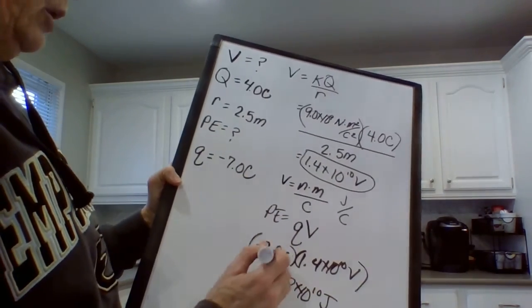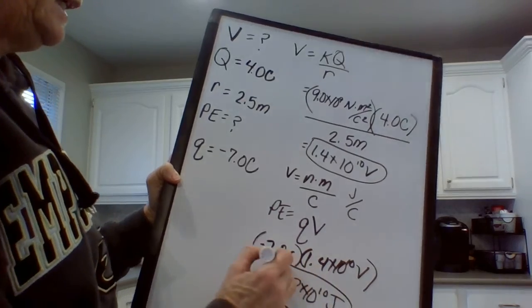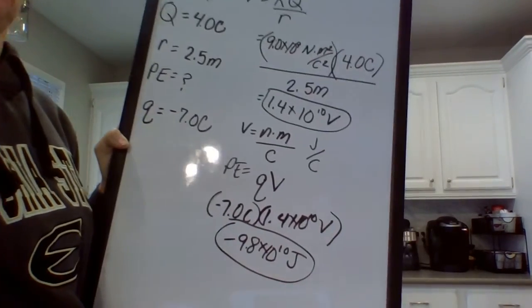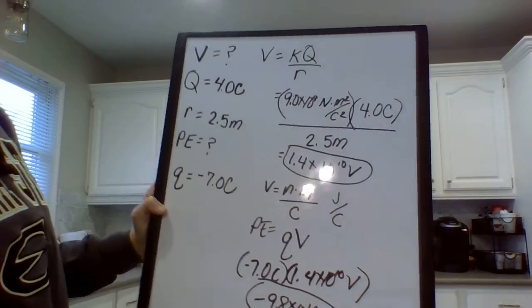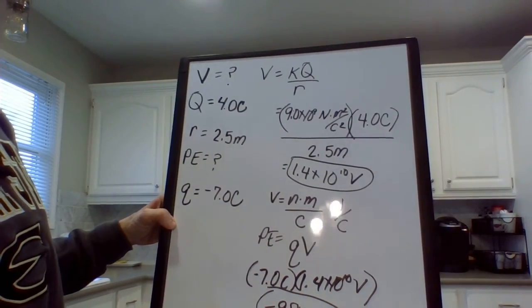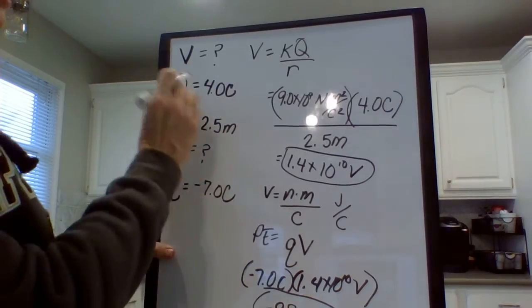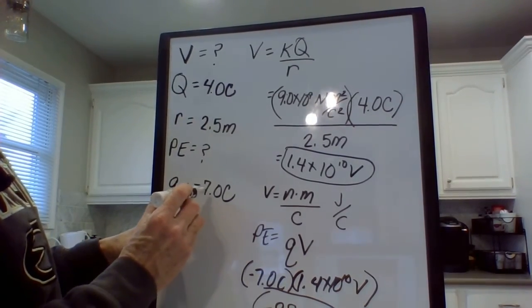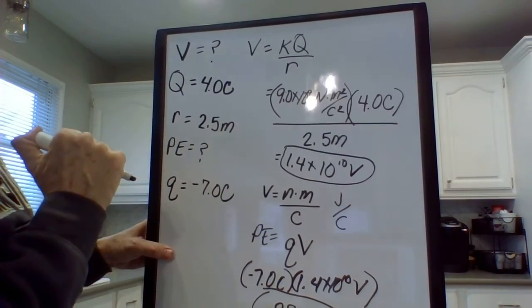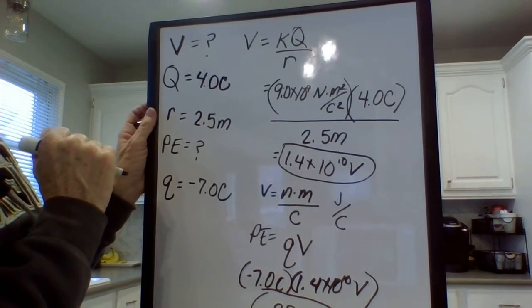Okay, so you can see that there's actually a decrease in potential energy, which makes sense as the object moves, it's getting closer. This is a negative charge. It's moving towards the positive charge, causing a decrease in potential energy.